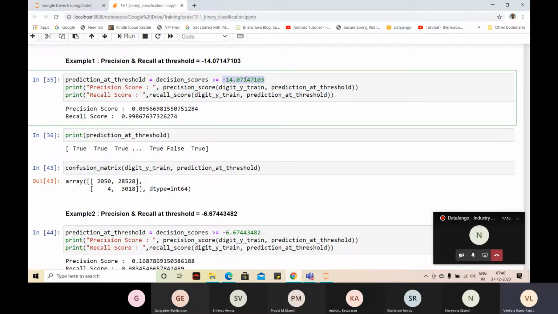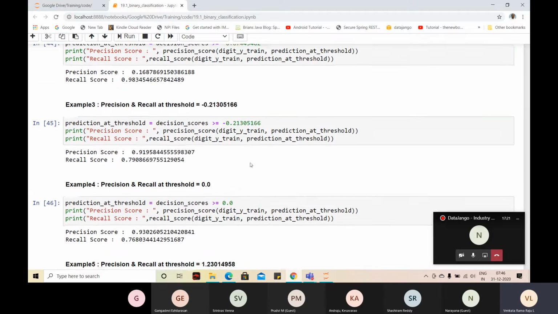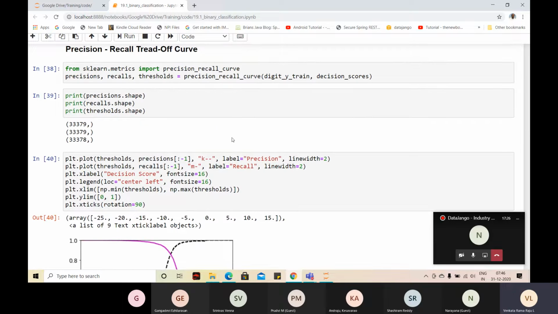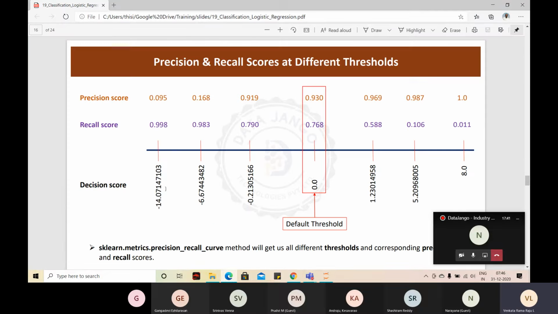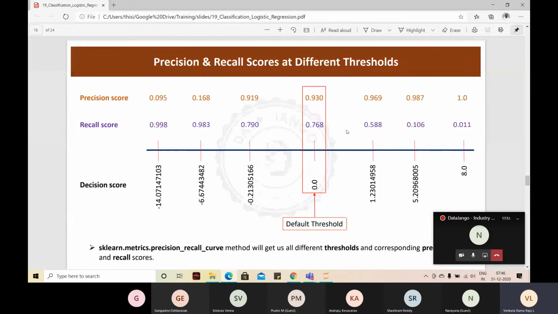But if we want to take control over the model and get whatever precision and recall we want, I played with some numbers here. In reality, there is a method called precision recall curve. When you pass your y value and the decision scores, it will give you precision and recall scores at different thresholds. How will it do it? See this here, I have taken 7 different thresholds and tried to find the precision and recall scores.